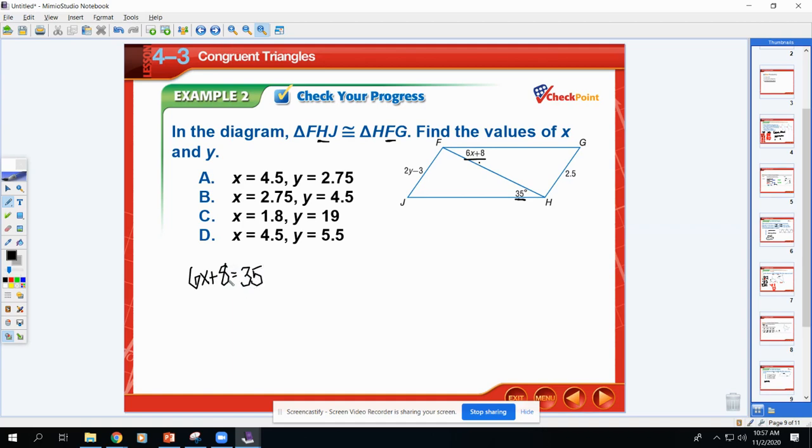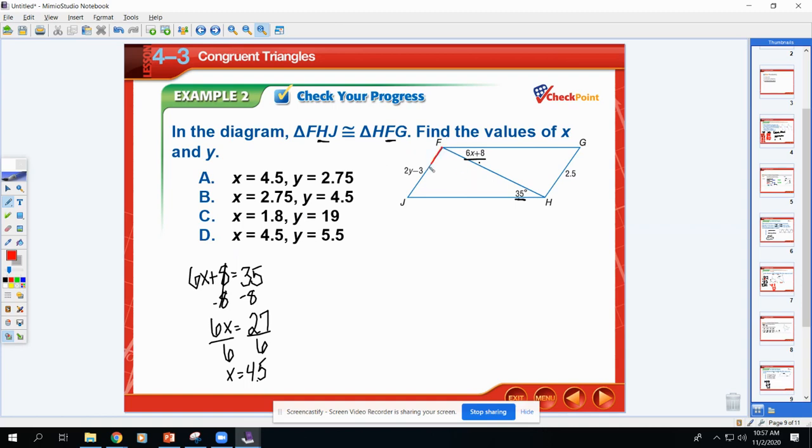I apologize for my pen. I'm making mistakes. Subtract an 8 here from both sides. This is going to be 6x equals 27. Divide both sides by 6. This is going to be x equals 4.5. So there's x. Let's go ahead and solve for y now.